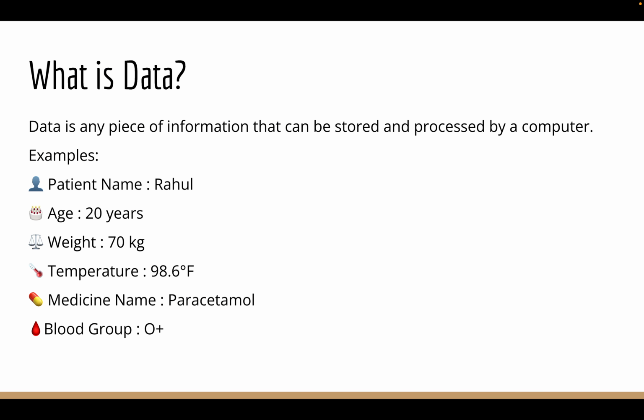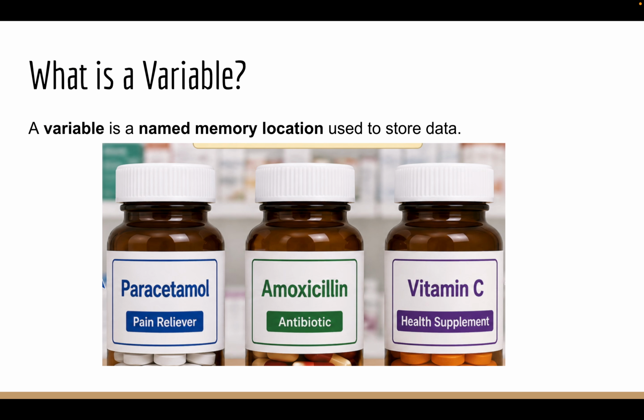Now going on to what is a variable. A variable is a named memory location used to store data. Here in this image we can see that there are several medical bottles arranged. Each bottle has a label. One bottle contains paracetamol, another contains amoxicillin, next one contains vitamin C health supplement. The label here helps us to identify what medicine is stored inside the bottle.